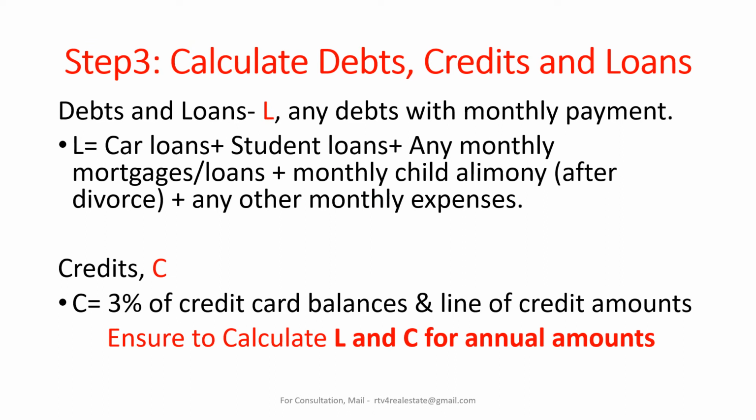Step 3, calculate debts, credits, and loans. Debts and loans L, any debts with monthly payment. L equals car loans plus student loans plus any monthly mortgages, loans plus monthly child alimony after divorce, plus any other monthly expenses. Credits, C. C equals 3% of credit card balances and line of credit amounts. Ensure to calculate L and C for annual amounts.